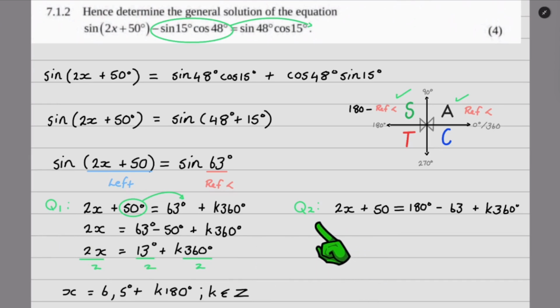So we're going to rinse and repeat that procedure for quadrant 2. 180 minus 63 is 117. And then I take this 50 over and it becomes minus 50.